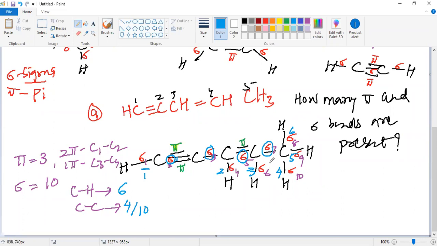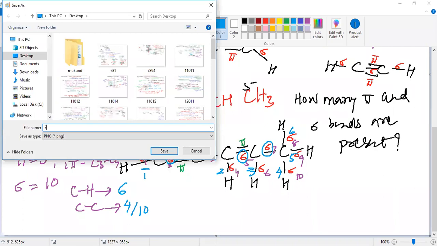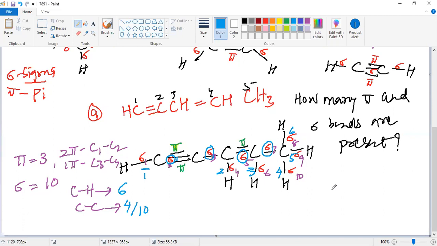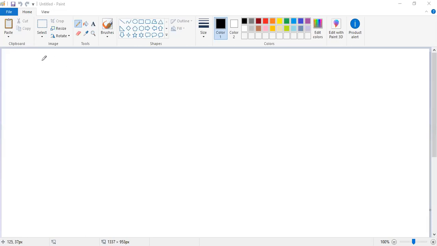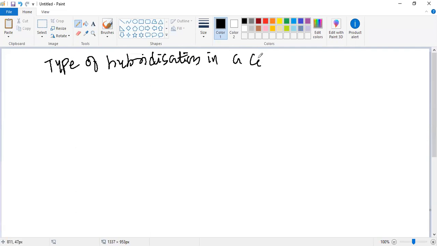So if you are given any compound, my dear students, from this particular compound you can easily find out the number of sigma bonds and the number of pi bonds. It is easy for you to understand this. Now, my dear students, let us find out the type of hybridization in a compound.